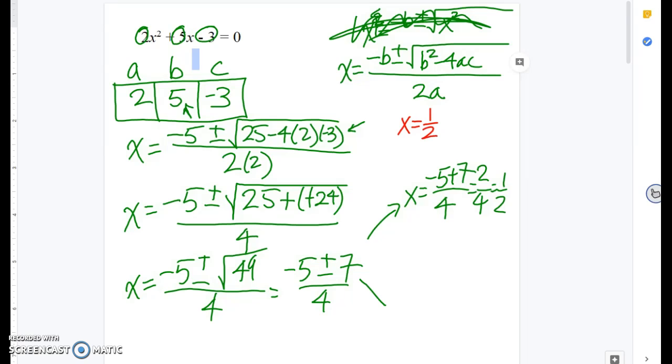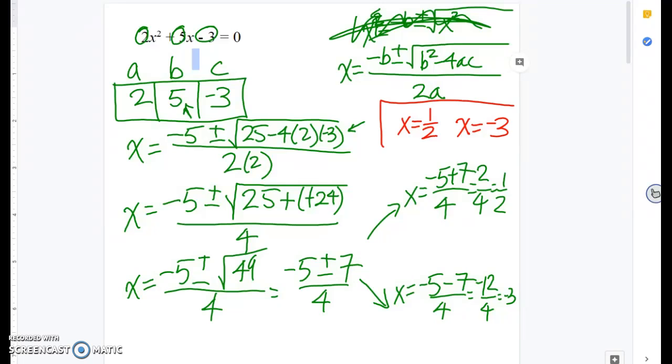Then I'm going to do the other one down here. x equals negative 5 minus 7 divided by 4, which is negative 12 divided by 4, or negative 3. So that means our other solution is x equals negative 3. So these are the two solutions to this quadratic equation.